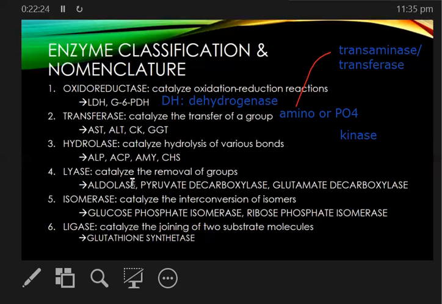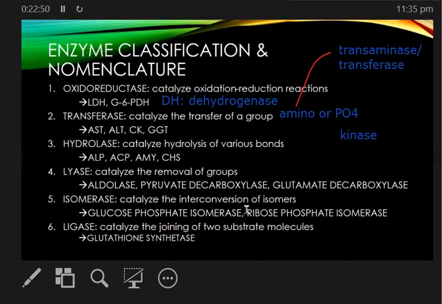Okay. Another, we also have your lyase. So your lyase, it catalyzes the removal of groups. So examples, we have aldolase, pyruvate decarboxylase, glutamate decarboxylase also. Okay, so take note that when you see the term decarboxylase, then it is automatically a lyase enzyme.